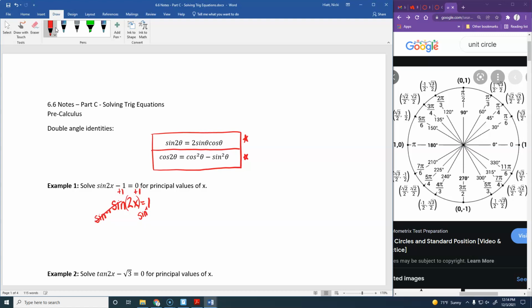You don't have to write that. But when I'm doing sine inverse of 1, that means, where does sine equal 1?